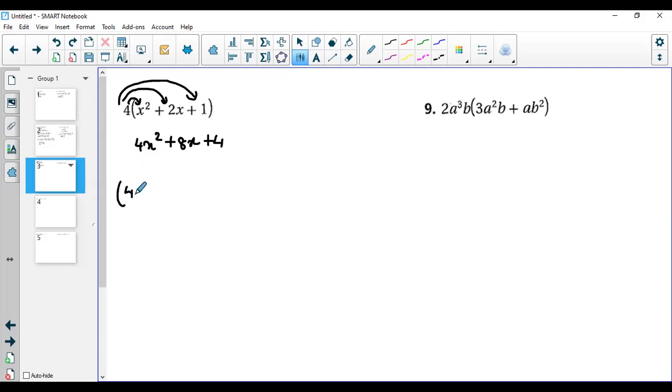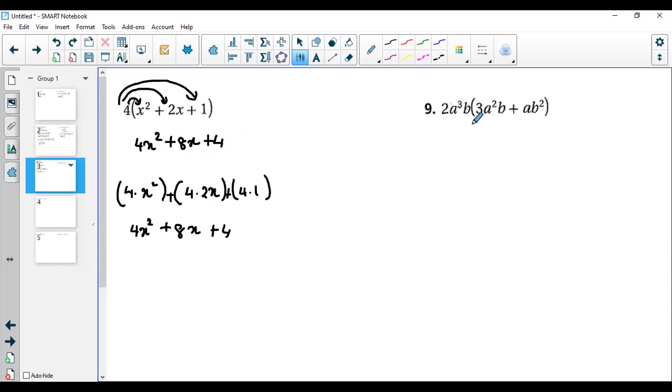In the first parenthesis, 4 multiplied by x squared. Then in the next one, 4 multiplied by 2x. And in the next one, you have 4 multiplied by 1. This will give you 4x squared. Then this will give you a plus 8x. But I forgot to put the plus sign. So this is going to give you an 8x plus 4. We did it directly. These are the steps.